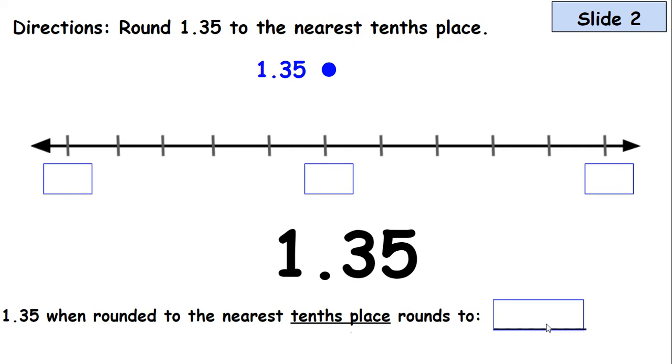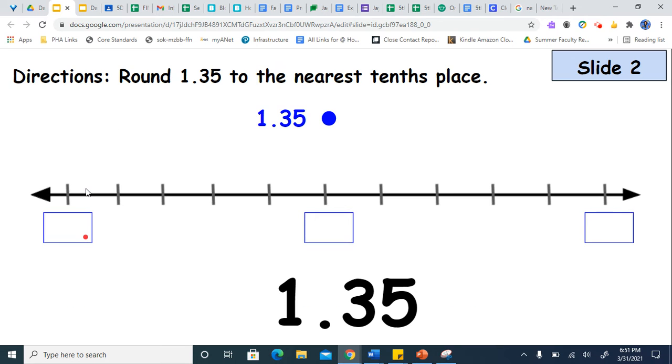Let's try the other one. Here we have 1 and 35 hundredths rounded to the nearest tenths. We're first going to use the number line, so we need to create our number line first. We can see here that we're rounding to the tenths place. So in the number 1.35, there's a 3 in the tenths place, but we also have to remember that 1 is the same as 10 tenths. So we need to add the 10 tenths to the 3 tenths that are in the tenths place. We have a total of 13 tenths in this entire number. So our starting number line is going to be 13 tenths, or 1 and 3 tenths.